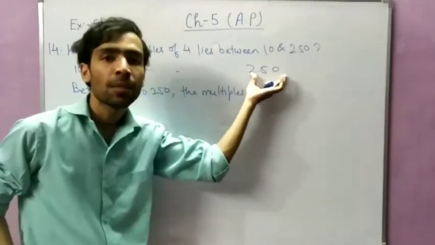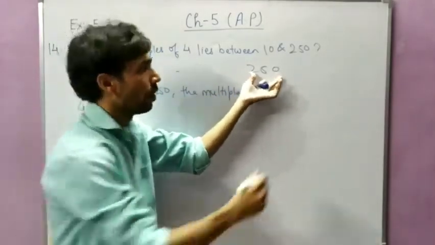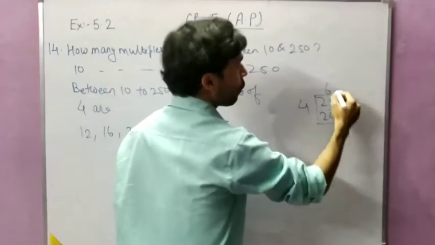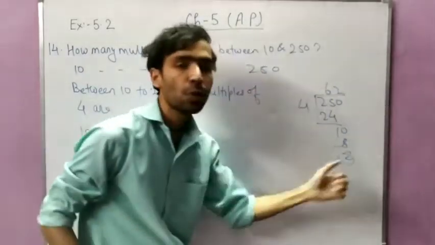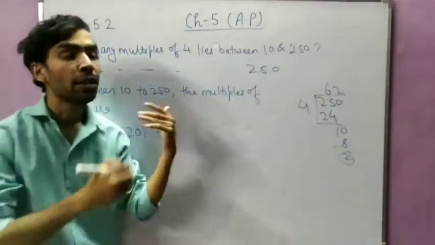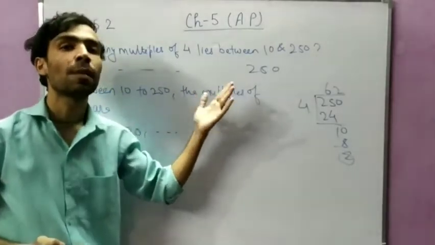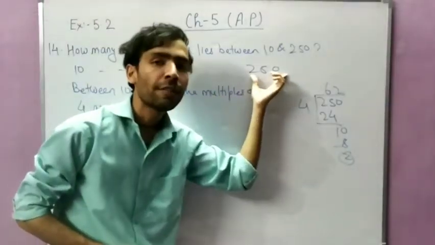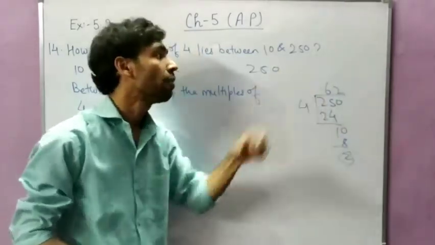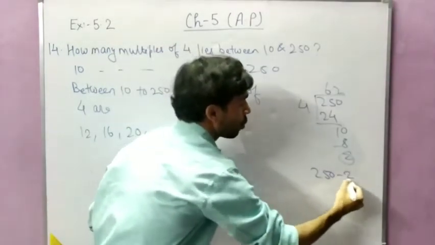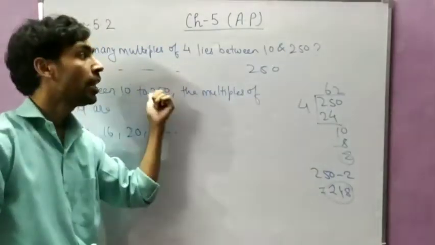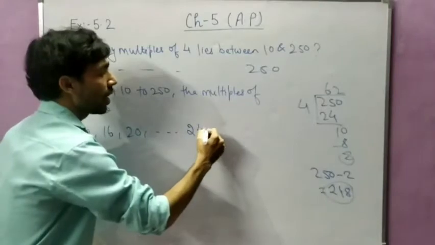Now 250 is the last term. So when you divide 250 by 4, 4 6s are 24, 1 0, 4 2s are 8, 2. Now the remainder is coming 2. Remember, when you divide 250 by 4, why are we dividing? Because we have to know what is the last term which is divisible by 4. So when you divide 250 by 4, you get remainder 2. So we will not add 2, we will subtract 2 from 250. So 250 minus 2, you get 248. It means the last multiple of 4 between 10 to 250 is 248.